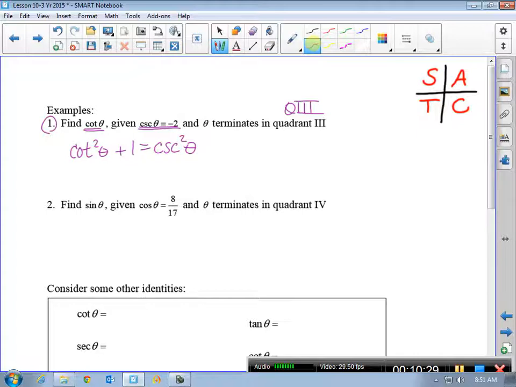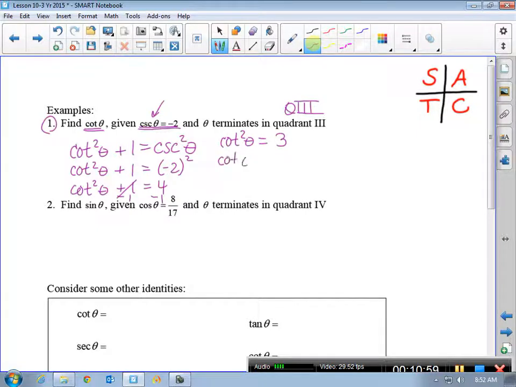So I'm going to substitute in what I know. Cotangent is what I'm looking for, cotangent squared. And cosecant is -2, and I'm going to square it. This is not squared, so I need to square it. Do some arithmetic. Subtract this 1 over. And we have cotangent squared theta equals 3. Square root both sides. When you square root, it's plus or minus. Don't forget. So we have positive, negative, square root of 3.